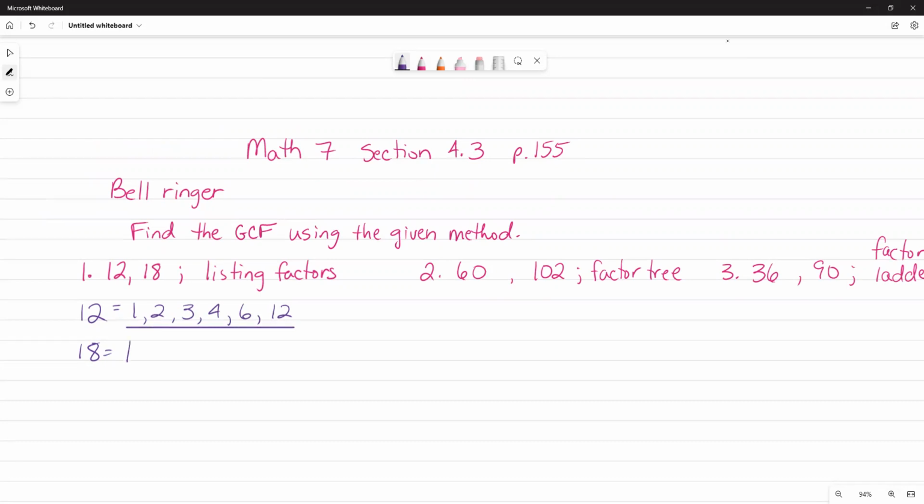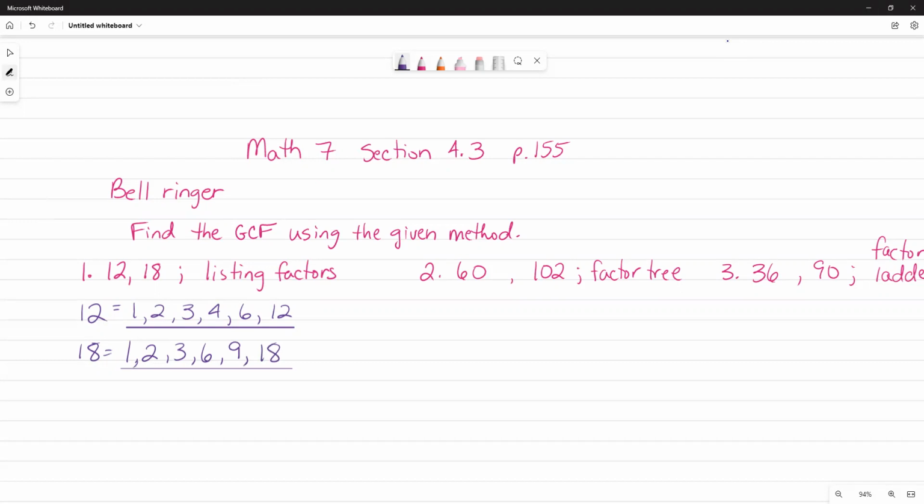We know 1 goes into it, 2, 3, right? 4 doesn't go into it, 5 doesn't go into it, 6 goes into it. And so we've reached the middle, right? 3 times 6 equals 18. So now all we have to do is go to 2. 2 times what equals 18? That's 9. And then 1 times 18.